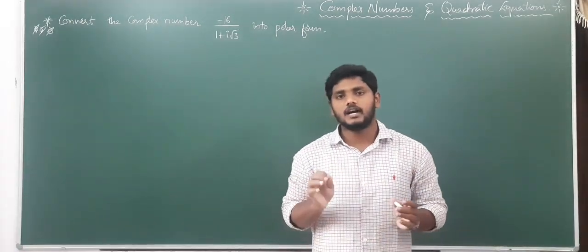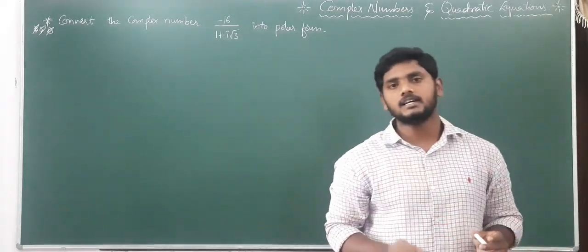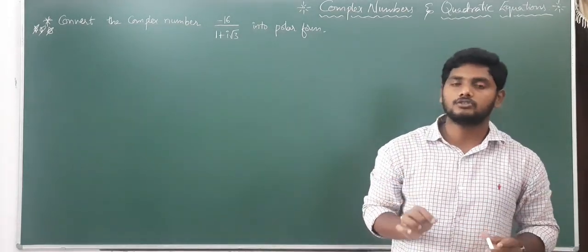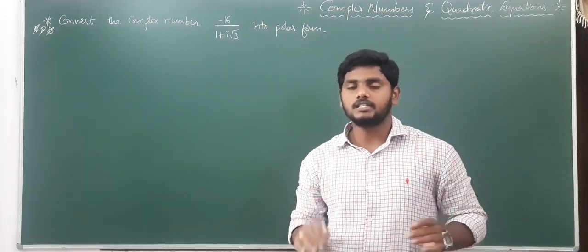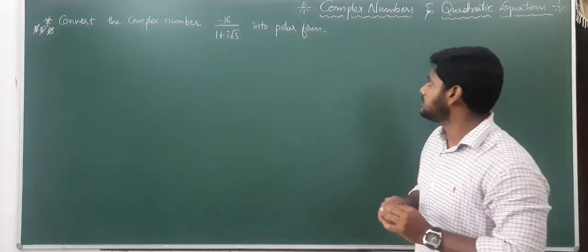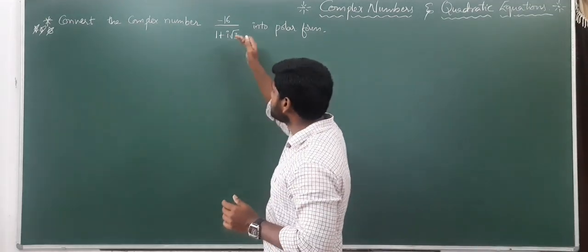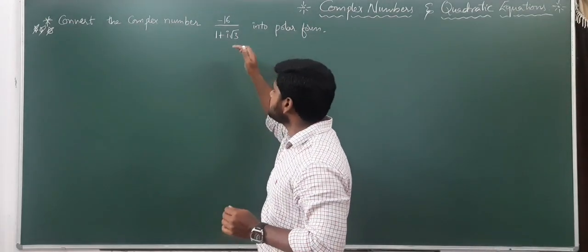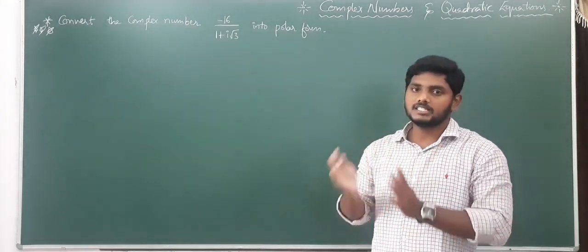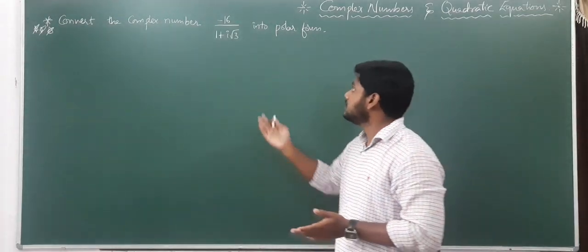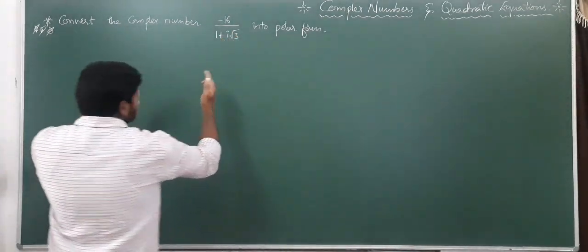What is the polar form? z is equal to r into cos theta plus i sin theta, where theta should belong to minus 180 degrees to 180 degrees. In that range only theta should be there. See, first of all, if you observe this, this is not in terms of a perfect complex number. A perfect complex number means x plus iy form or a plus ib form. But this one we cannot separate like x plus iy.